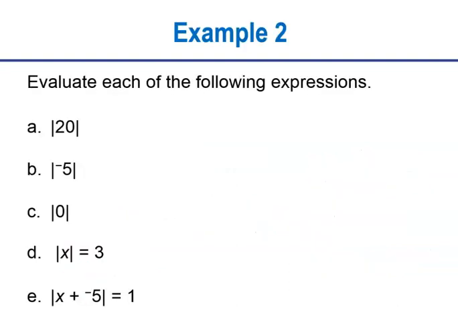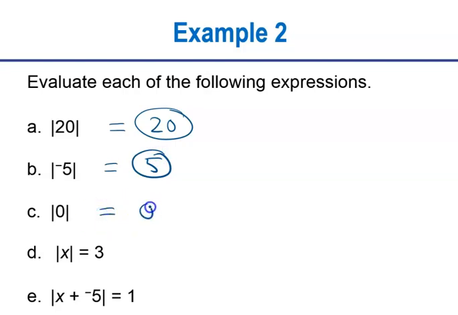Now we've got some examples here. We'll do them by hand first, and then we'll look at the results. So the absolute value of 20, remember that's a number's distance from 0, is simply 20. The absolute value of negative 5, or again, the absolute value of the opposite of 5, is going to equal 5. Remember, it's the opposite of 5's distance from 0. What is the absolute value of 0? It is 0.